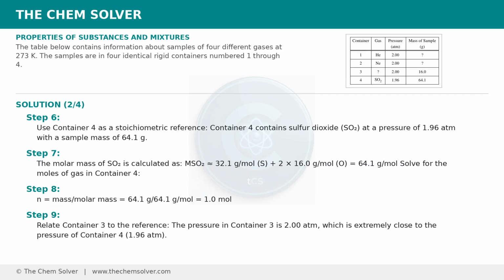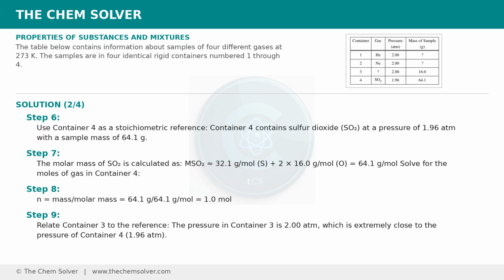Use container 4 as a stoichiometric reference. Container 4 contains sulfur dioxide, SO2, at a pressure of 1.96 atmospheres with a sample mass of 64.1 grams. The molar mass of SO2 is calculated as approximately 32.1 grams per mole, S, plus 2 times 16.0 grams per mole, O, equals 64.1 grams per mole. Solve for the moles of gas in container 4. n equals mass over molar mass equals 64.1 grams over 64.1 grams per mole equals 1.0 moles.